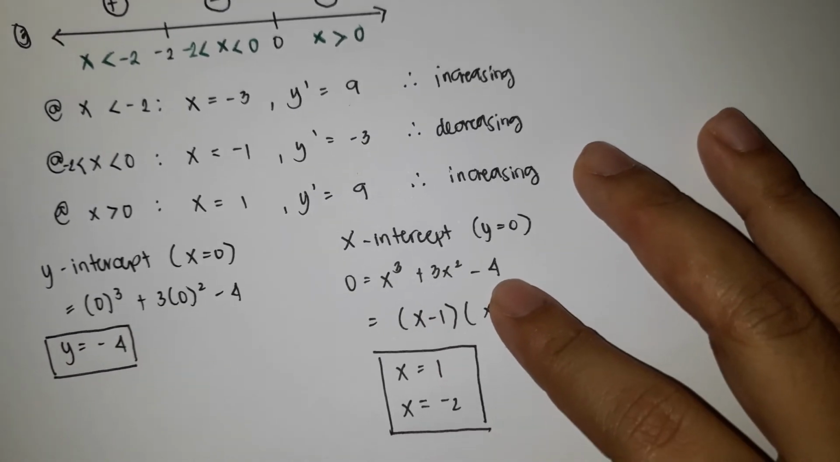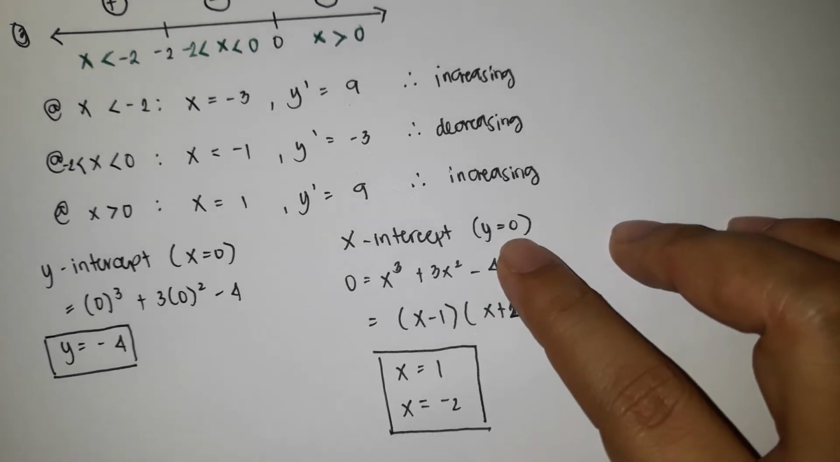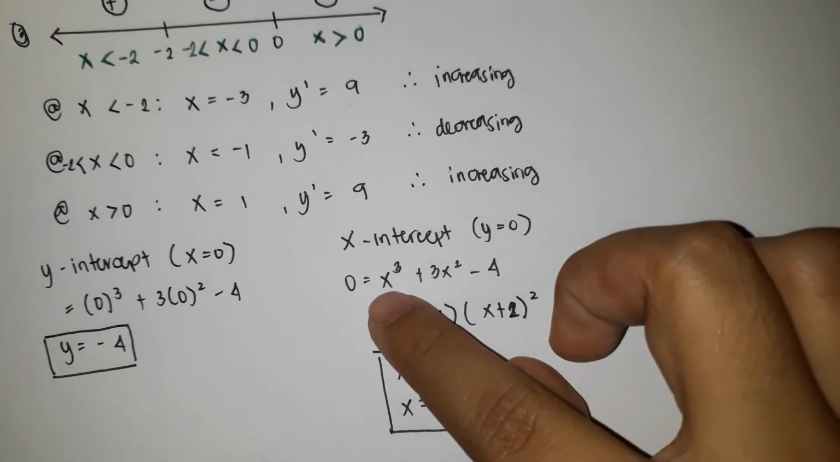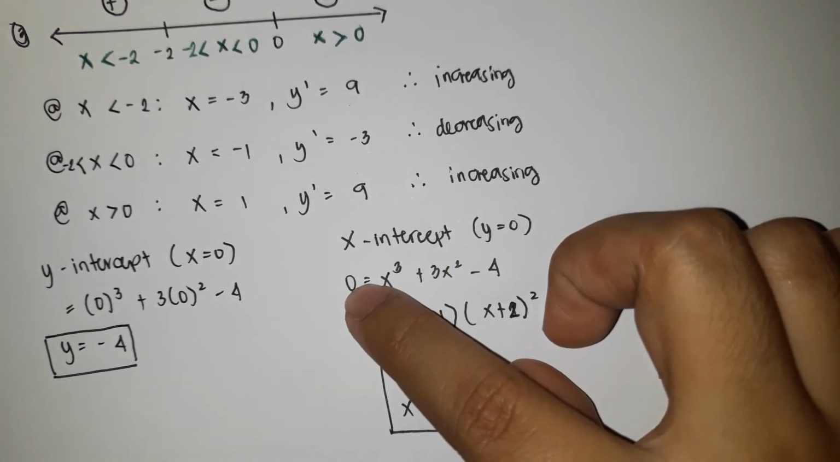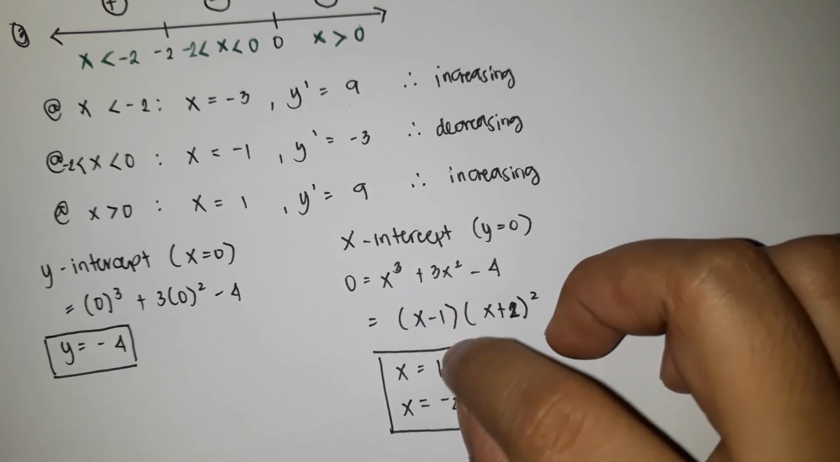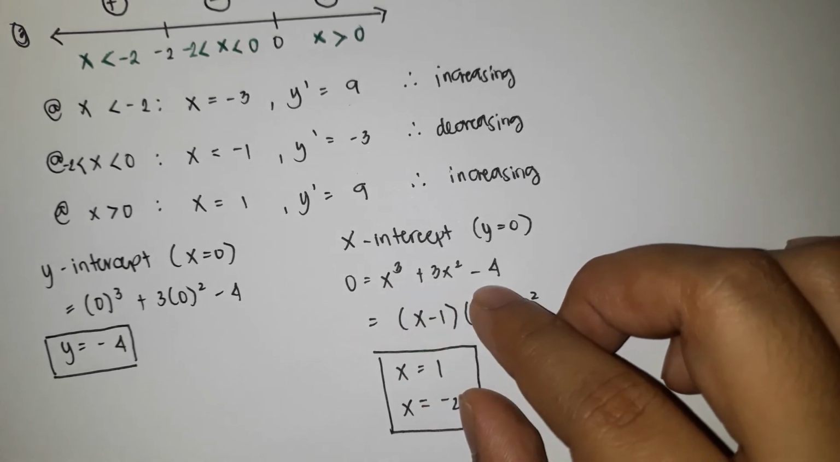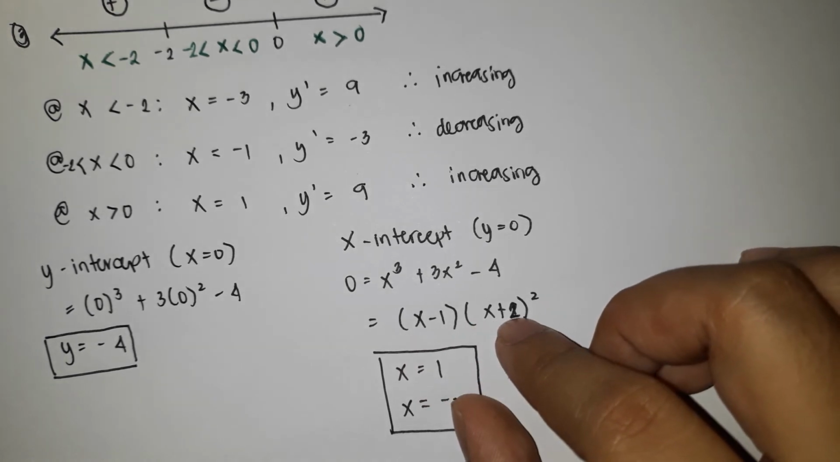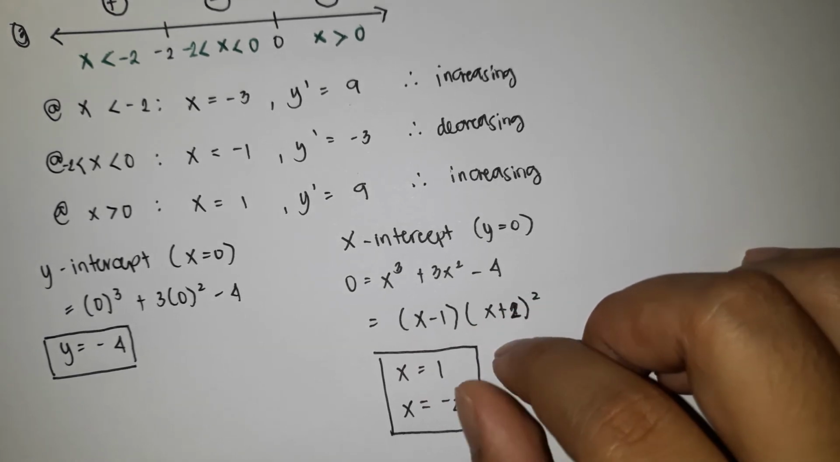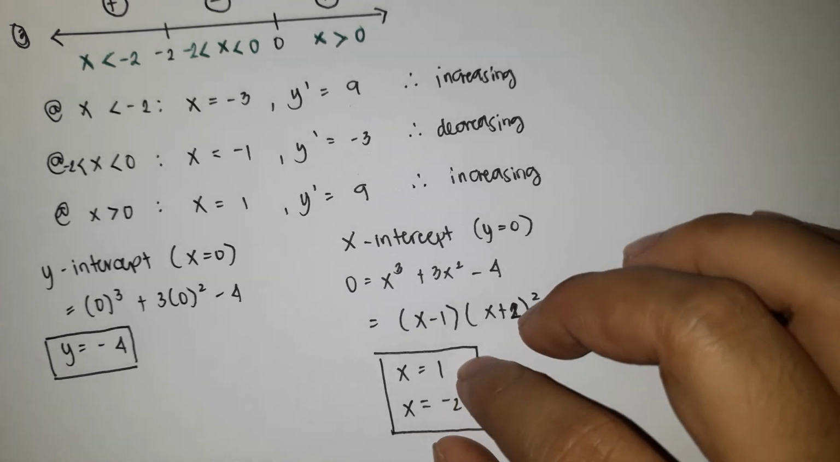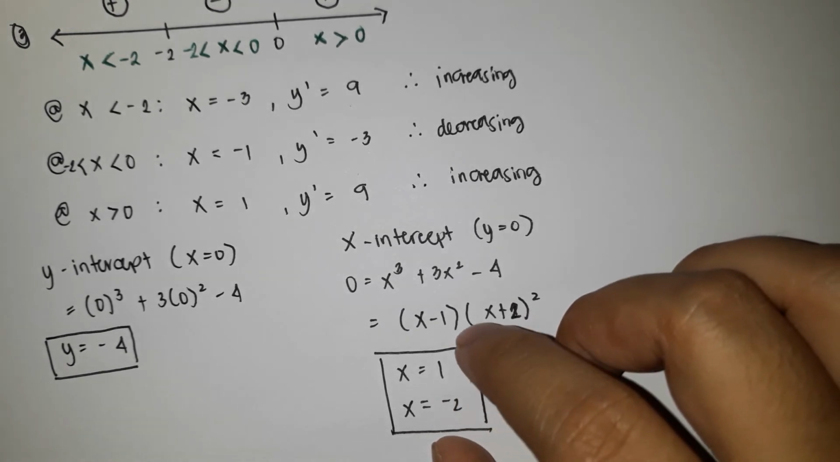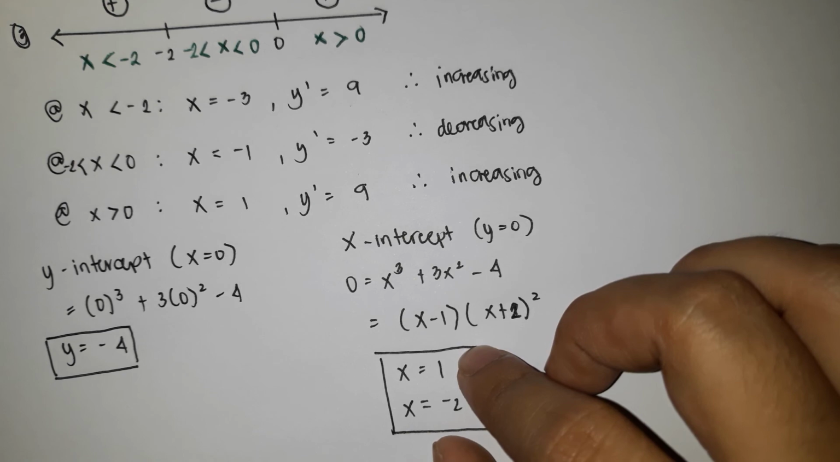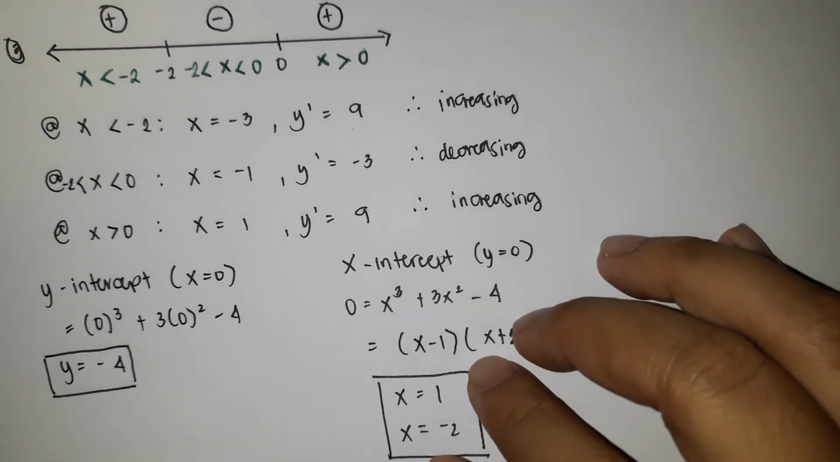And in order to get the x-intercept, we must equate y to 0. So this is our given function. We equate y to 0. And the roots of this function are x minus 1 and x plus 2 squared. So now we already know that the x-intercepts are 1 and negative 2.